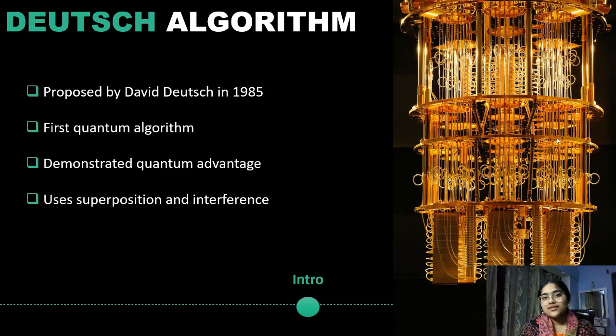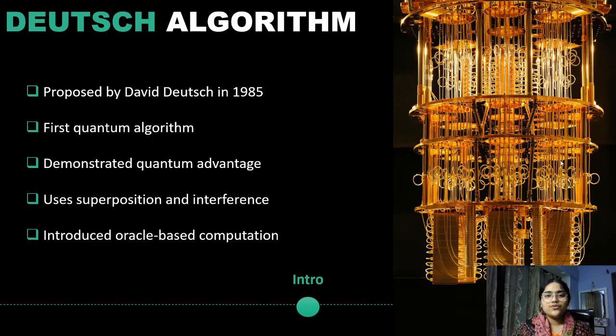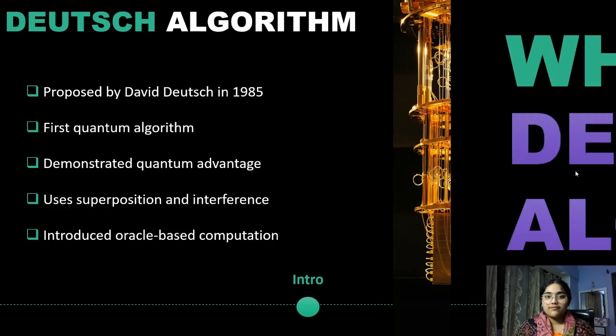The next key concept is how it works. Deutsch used quantum properties like superposition and interference to evaluate multiple possibilities at once instead of checking them one by one like classical computers do. And finally, Deutsch's algorithm introduced the idea of using an oracle function in a quantum circuit. This approach later became the foundation for many advanced quantum algorithms that we rely on today.